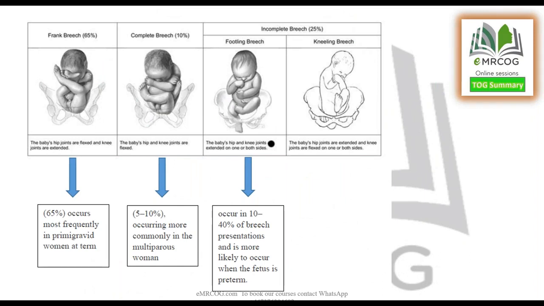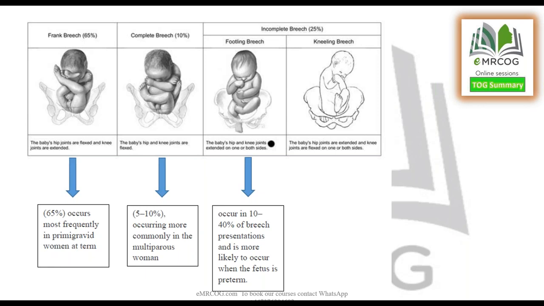Types of breech as we know it: 65% is the frank breech, where, as you can see, the hip joint is flexed and the knee is extended. The complete breech is 10%, when the baby's hip and knee joints are both flexed. Footling breech or kneeling breech is the incomplete breech type, and it's 1 in 4, or 25%.